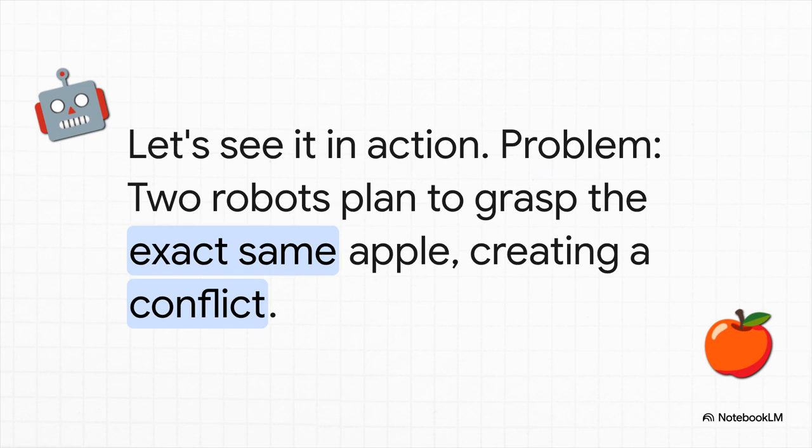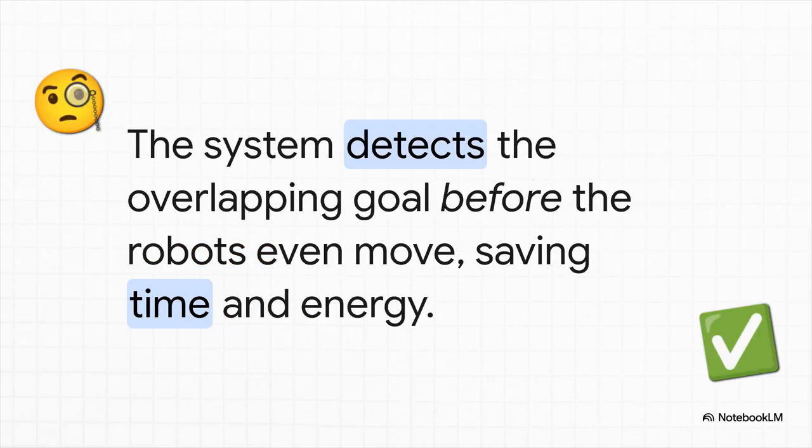All right, let's watch this in action. Picture two robots. Their job is to collect fruit. And in the first draft of the plan, both of them are told to go grab the exact same apple. Uh-oh. That's a classic problem, right? A conflict waiting to happen. This is where the system is just so smart. In that validation step, ELHPlan sees the problem. It realizes, hey, two robots are going for the same thing. And the key here is that it catches this before anyone even starts moving. No wasted time, no wasted energy. That proactive thinking is a total game changer.